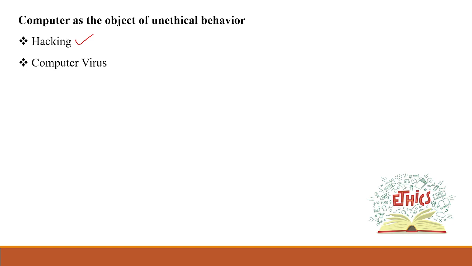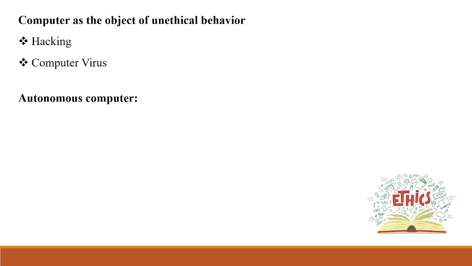During that interval of time, whatever transactions and information there are, the hackers are able to collect them. Whether it is a Google account or a bank account, it is under the control of the hackers. Similarly, another criterion is the computer virus. A computer virus is nothing but a program. This program causes your operating system to not work properly, so it will collapse your system. These are the ways in which the computer is an object of unethical behavior.